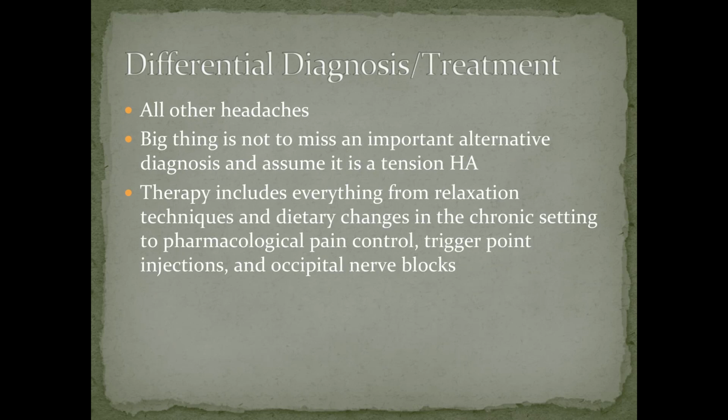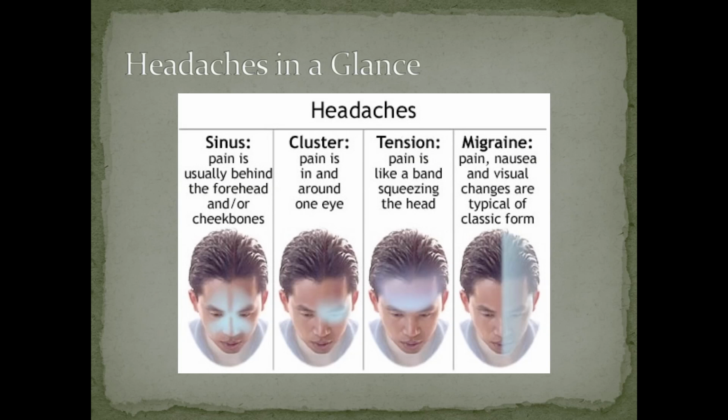Differential diagnosis and treatment is basically all other headaches. If you think about it from this perspective, like I talked to you about earlier, this is a moderate severity, recurrent, common headache with stress, frontal, occipital, and bilateral, not throbbing. It's a tightening type headache. So there should be a lot of factors that can differentiate that for you. The treatment is everything from relaxation to dietary techniques to trigger point injections and nerve blocks.